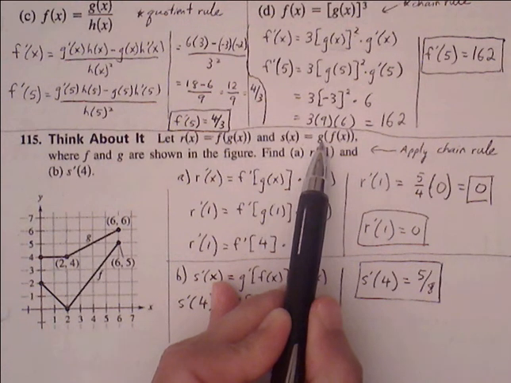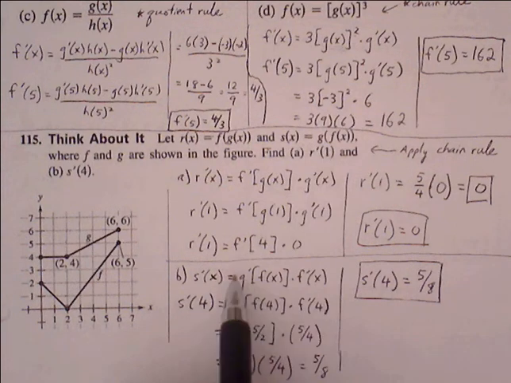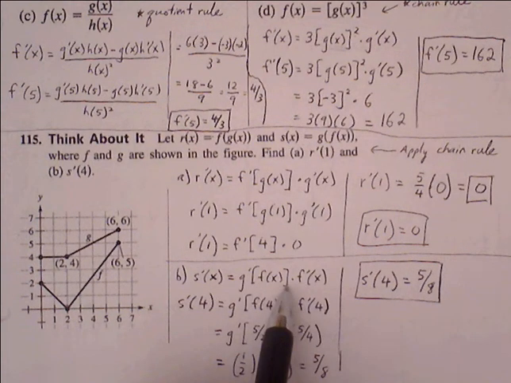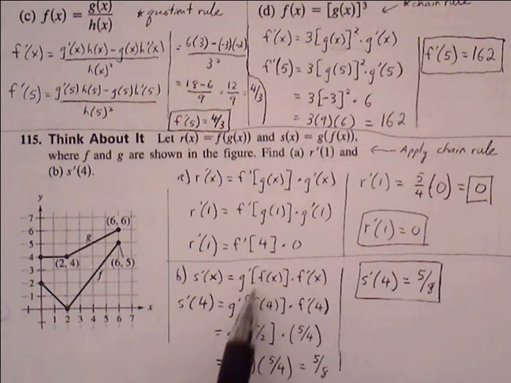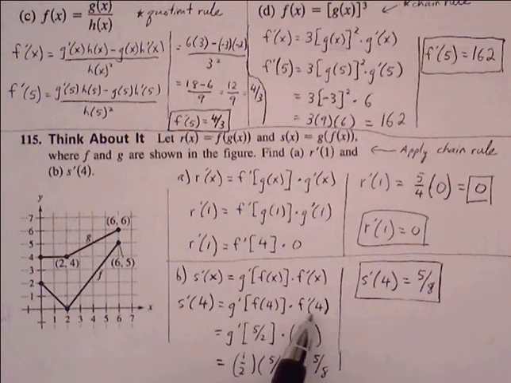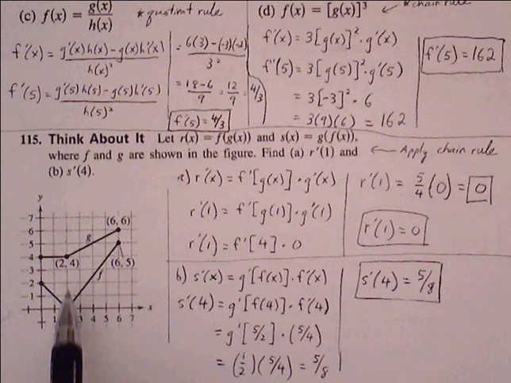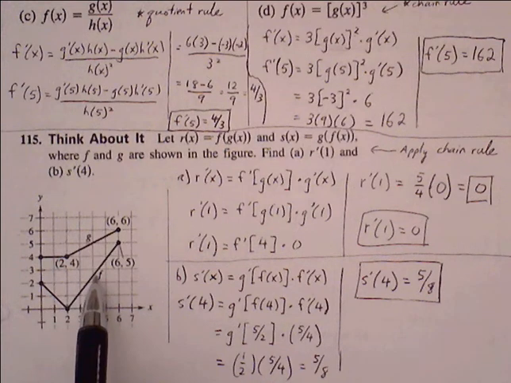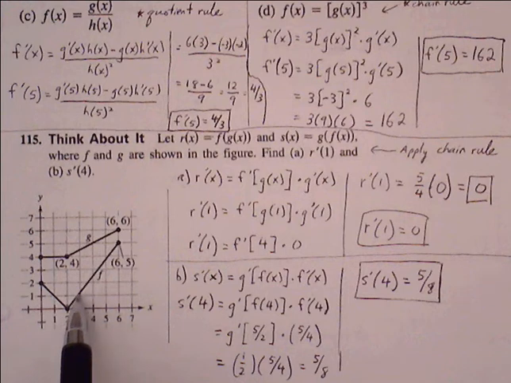So chain rule says outside function's derivative times inside function's derivative. So g is the outside function. The derivative for g becomes g prime. So g prime of f of x times the inside function's derivative. The inside function is f, so times f prime of x. Replace every x with 4. And now we can look at our graph here. So f of 4 is going to be at 5 over 2, so it's going to be 2.5 here.